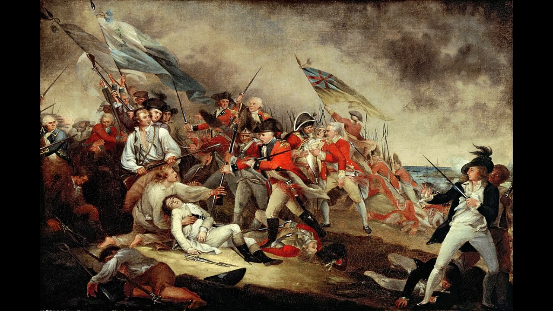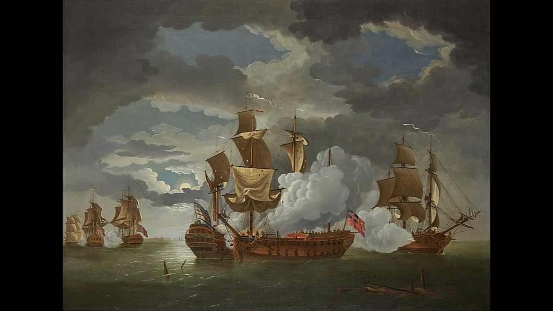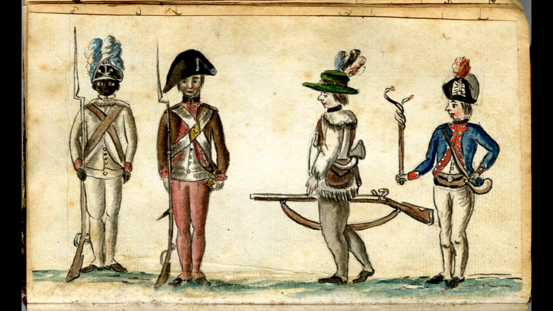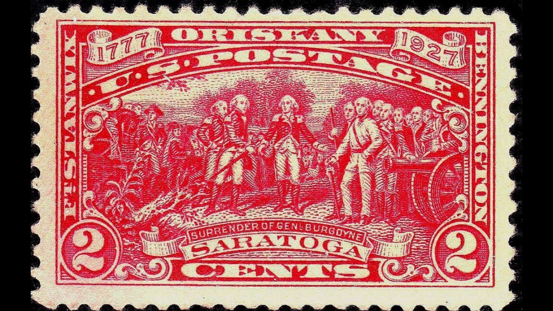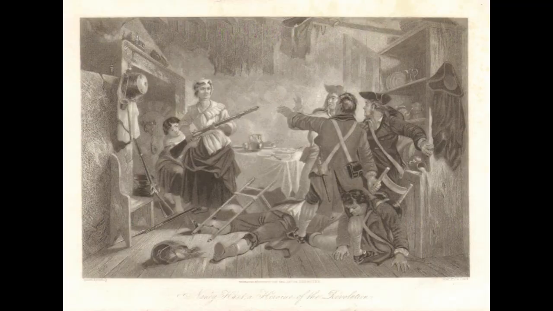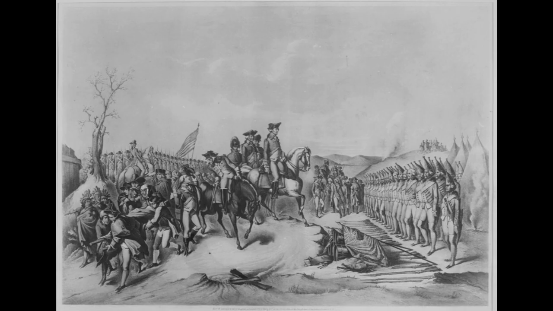5. The Boston Tea Party and the Coercive Acts. In response to the Tea Act of 1773, which granted the British East India Company a monopoly on tea sales, American patriots staged the Boston Tea Party. Disguised as Native Americans, they dumped an entire shipment of tea into Boston Harbor as a protest against taxation. The British government retaliated with the Coercive Acts, also known as the Intolerable Acts, which further restricted colonial freedoms and escalated tensions.